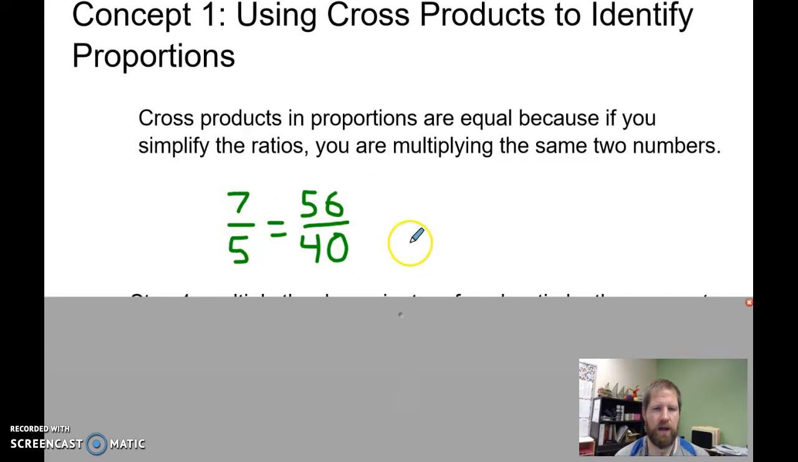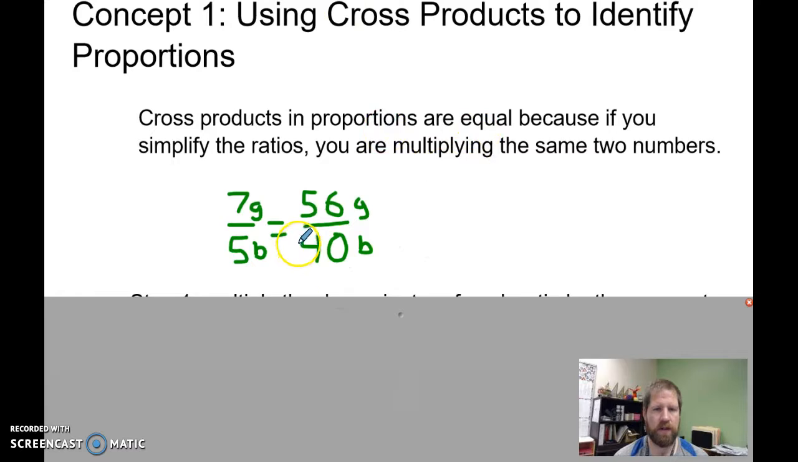So here I've got a proportion, and I'm going to say that in my class I have 7 girls and 5 boys. And in the whole school there are 56 girls and 40 boys. Well, maybe not the whole school, say the 8th grade. And I want to know if I have an equal sampling, right? So if my 7 girls and 5 boys represent the whole group evenly. So what I'm going to do is use cross products.